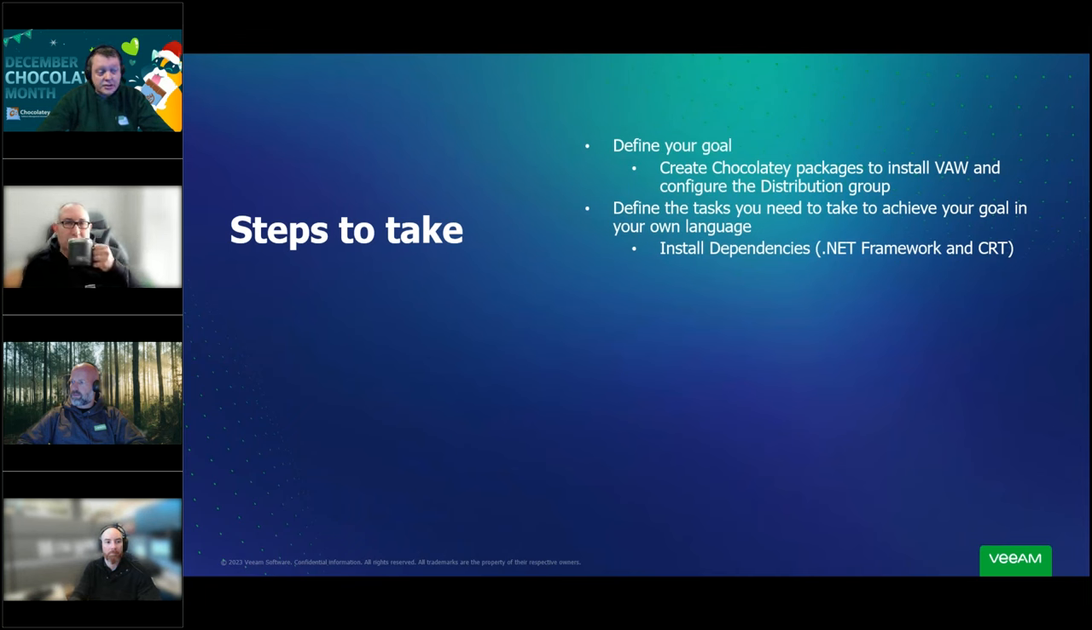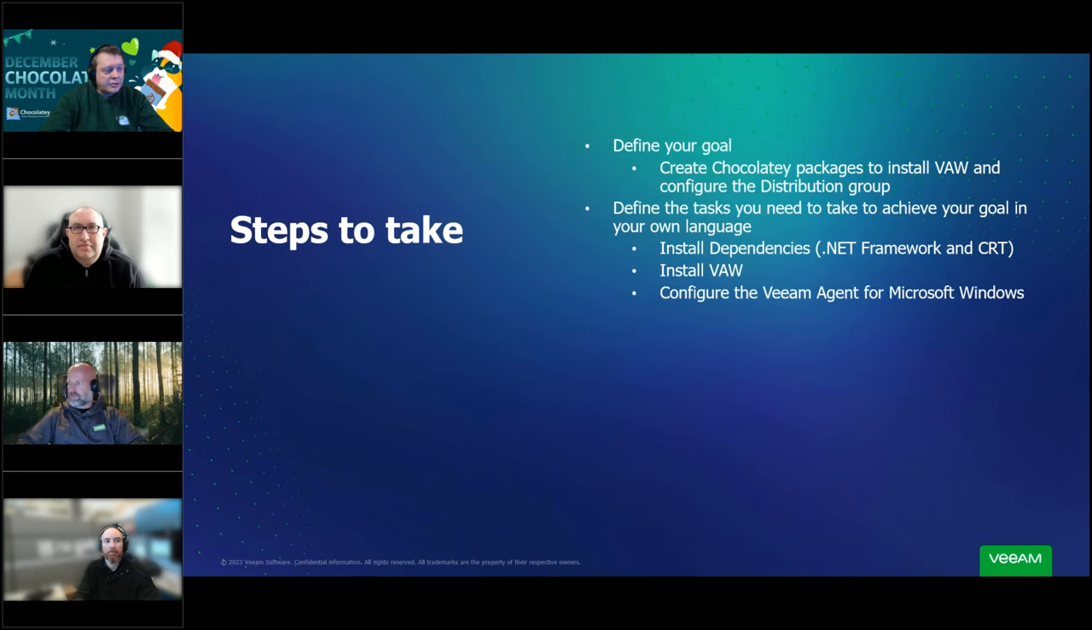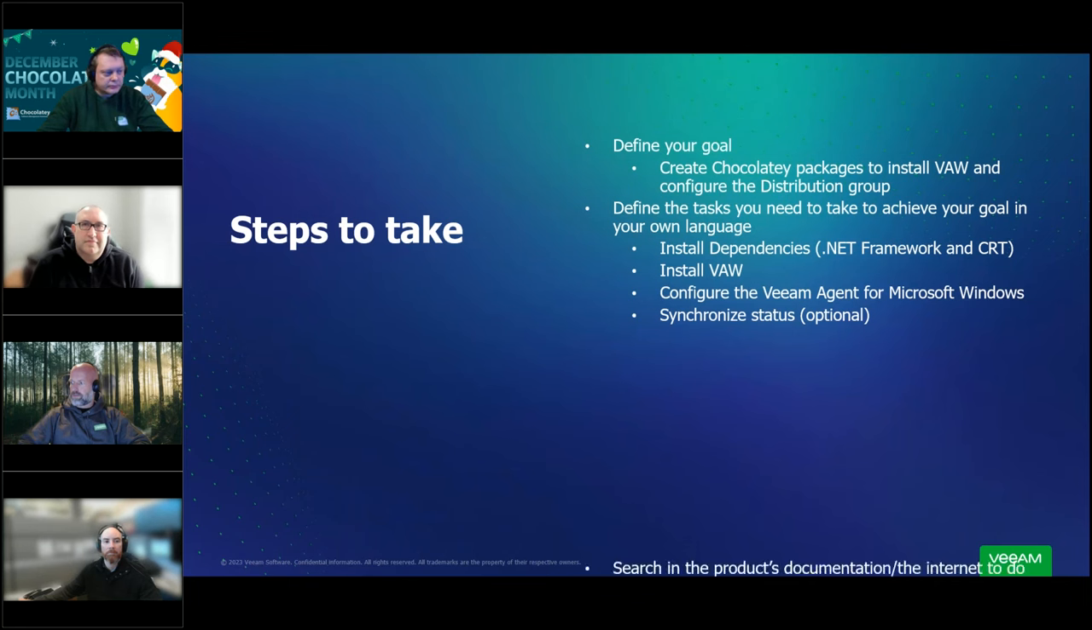We need to install the dependencies, and according to the documentation, that will be .NET Framework and CRT for Veeam Agent for Windows. We need to install Veeam Agent for Windows, and then we need to configure the Veeam Agent for Microsoft Windows with the distribution group. And we optionally could synchronize the status. That should be done automatically by Veeam Agent for Windows, but to speed up the process, we could synchronize the status. I'm not sure if we are going to do it. Depends on the time that we have, but that's an option.